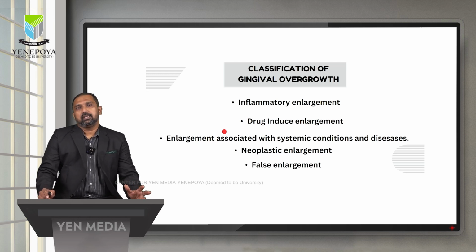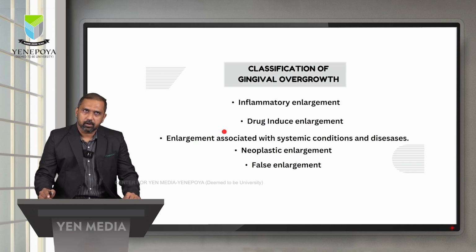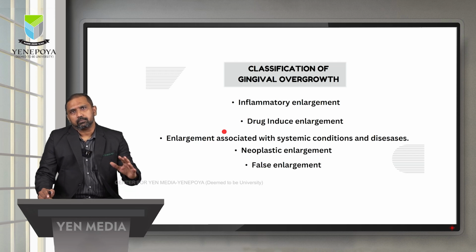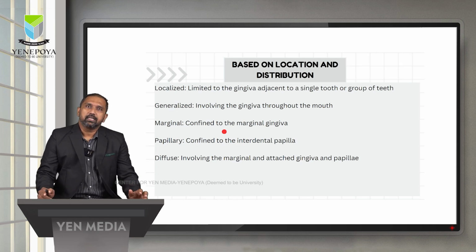Some of the systemic conditions as well as some systemic diseases can also give rise to enlargement. They are called enlargements associated with systemic conditions and diseases. A neoplastic enlargement, as the name suggests, is related to a cancerous growth, and a false enlargement is a fake enlargement, which gives you the illusion that the gingival tissue is enlarged.